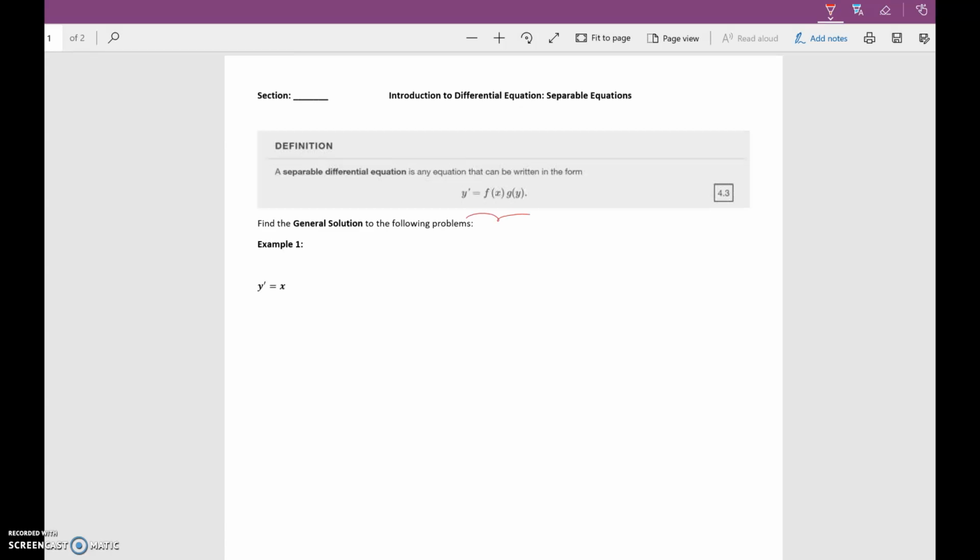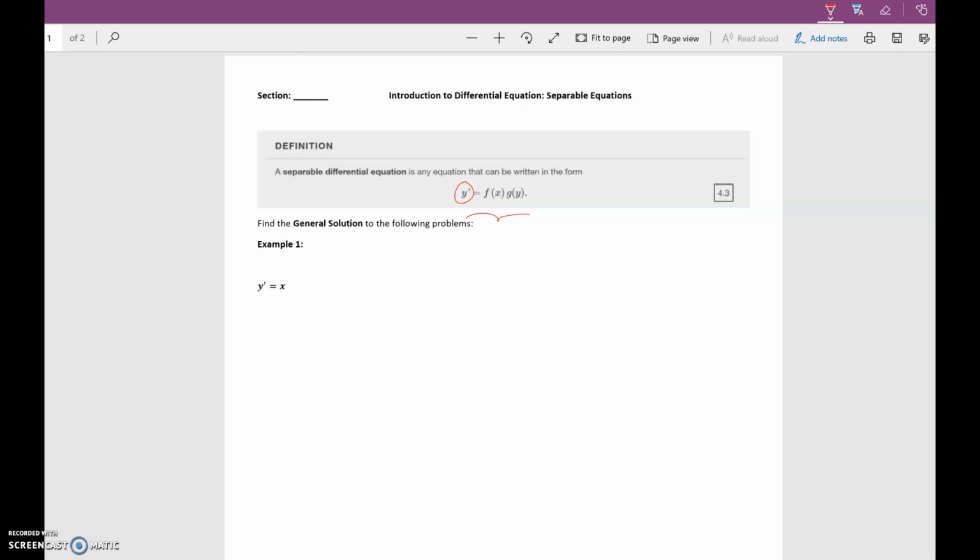And what that means is that your equations are going to contain derivatives. They could contain multiple derivatives depending on how many integrals we may need to solve. But the main idea is that the equation has some derivatives involved, and the main idea is to find what equation they came from.